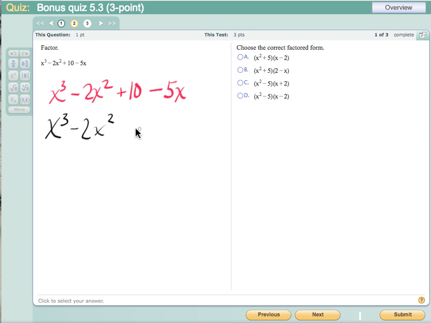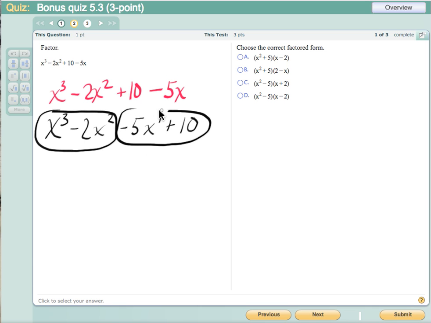It's a nice way to bookmark a starting position. And so I'm going to write this in descending order: 3, 2, 1, and then x to the 0. And then what you want to do when you have 4 terms is circle the first 2 terms, make a dance couple out of them, and do the same thing for the second 2 terms.